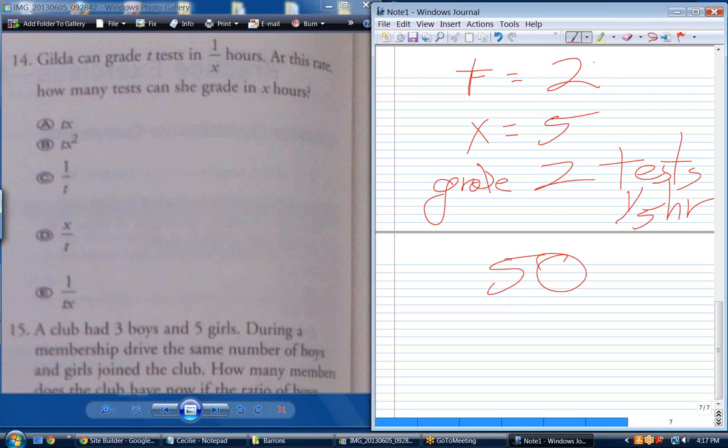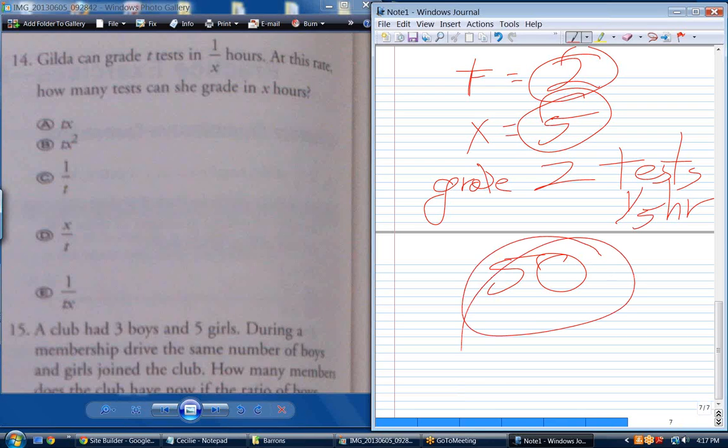Using this for t and this for x, which of these answers equals 50? Well, 2 times 5 is 10, so it's not A. It's B, because 5 squared is 25 times 2 is 50. And none of these others come even close to 50.